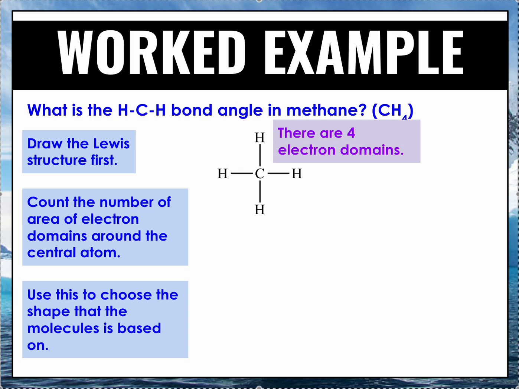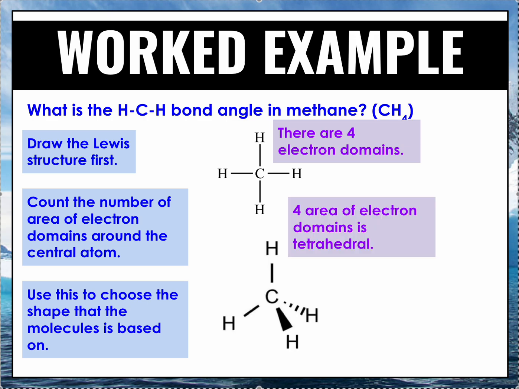Now, electron domains also includes the lone pairs. So when we're talking about electron domains, we also need to include the lone pairs. So therefore, we know there's 4 domains around it. So therefore, the shape is tetrahedral.